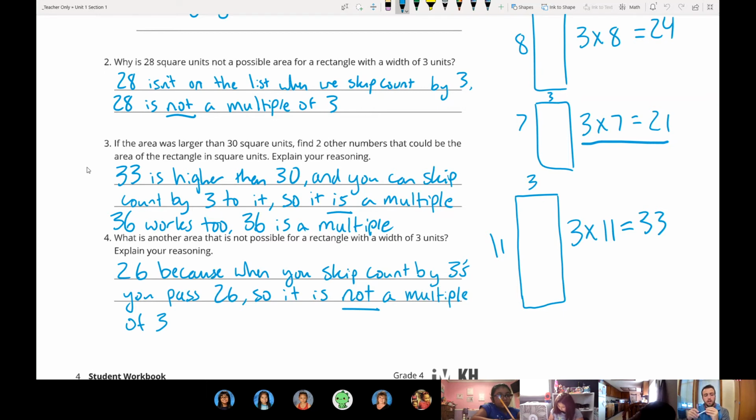Quick question for you. Is 26 a multiple of 2? No. You don't think so? You do think so? Yeah. Okay, explain your reasoning.